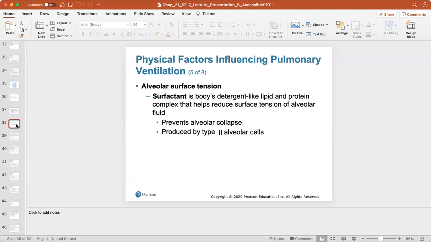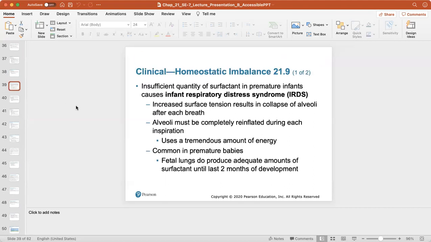Surfactant is the body's detergent-like lipid and protein complex that helps to reduce surface tension of alveolar fluid. This prevents alveolar collapse, and it's always produced by your type 2 alveolar cells. Insufficient quantity of surfactant is the cause in premature infants, which causes infant respiratory distress syndrome.